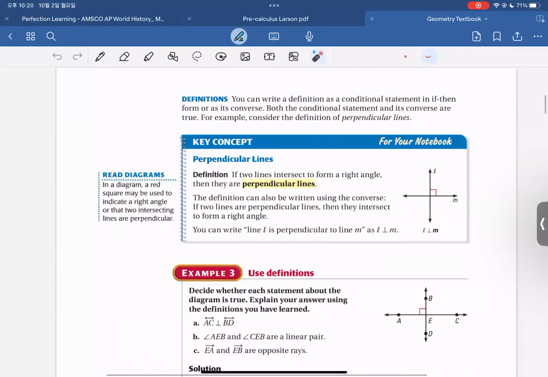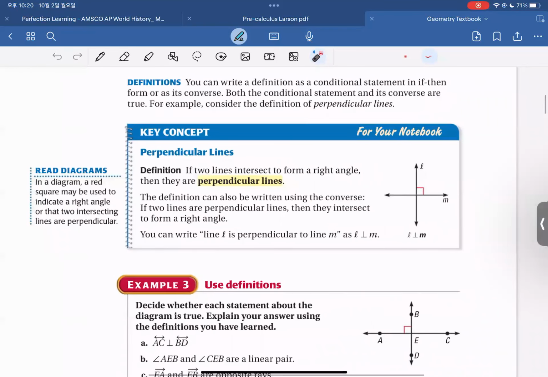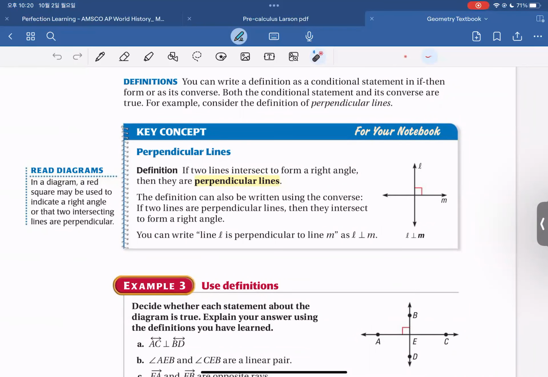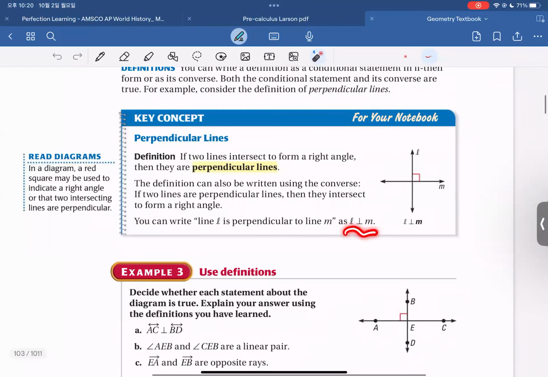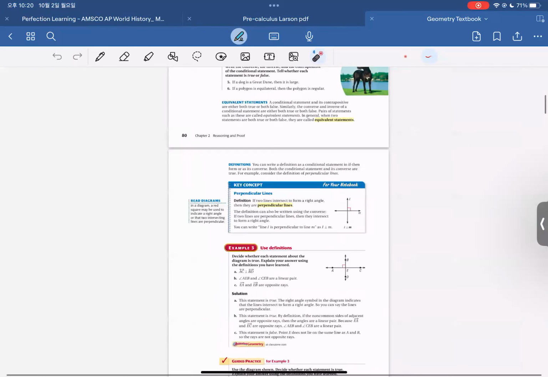Next, let's look at the perpendicular line. If two lines intersect to form a right angle, then they're perpendicular lines, right? When you look at most things in a plane, you would know that this is basically how all right angles look. So this would be perpendicular lines. And this is the notation for perpendicular lines. So remember that for proofs later on.